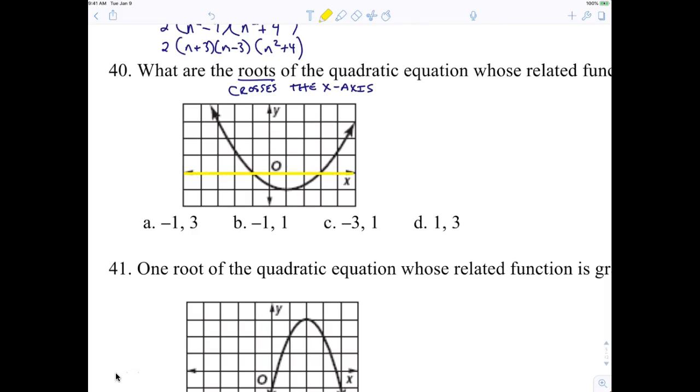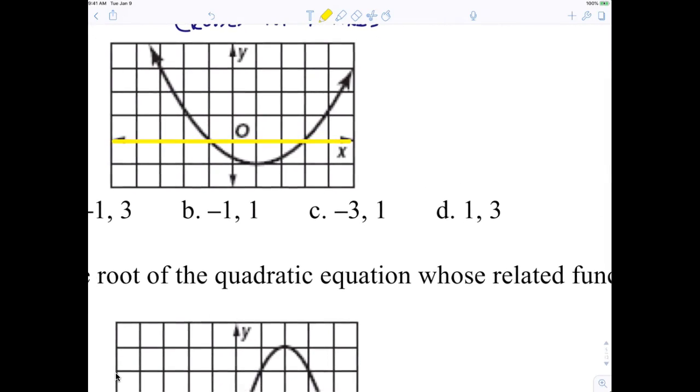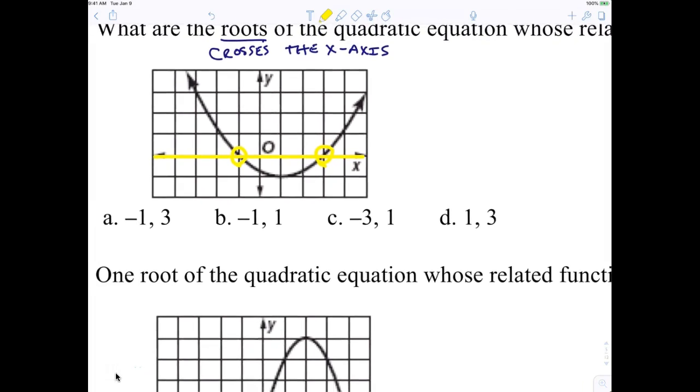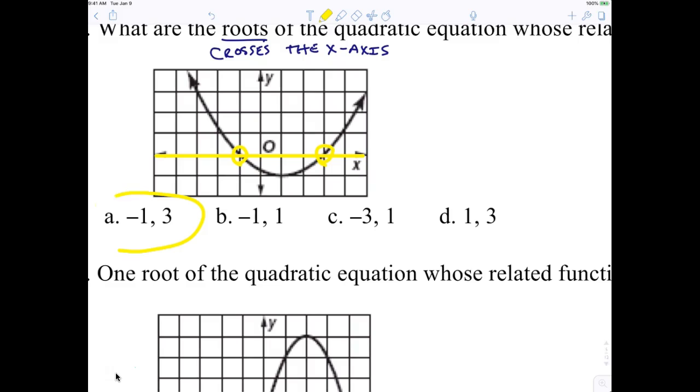So that's the x-axis. Everybody agree with that? Now what I want you to do is this right here and this right here is where it crosses the x-axis. So those are the roots. So what are the roots? Yep, -1 and 3. All right, -1 and 3. Anybody have any questions with that?